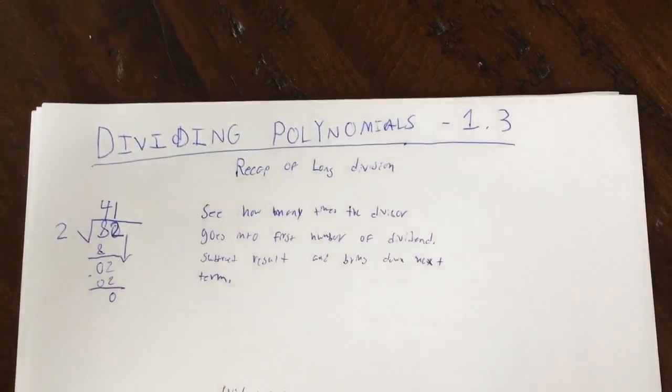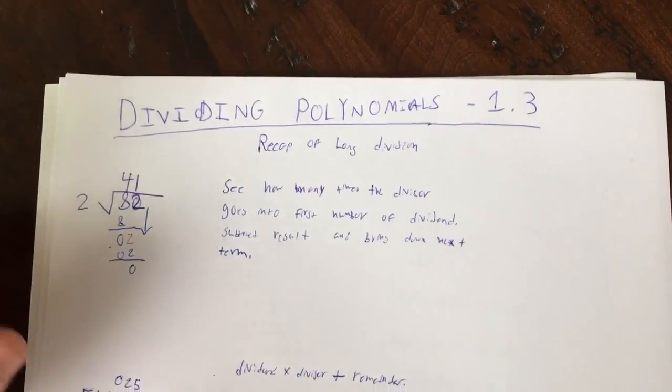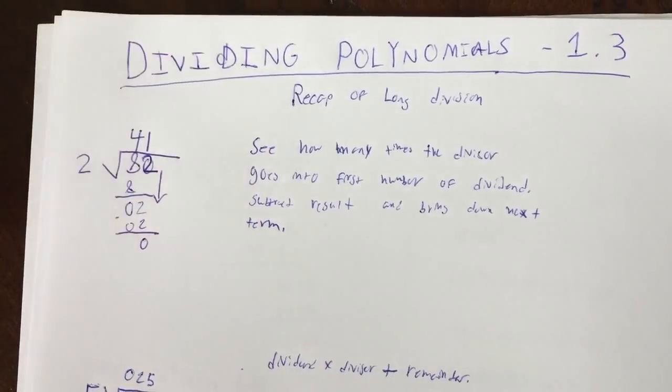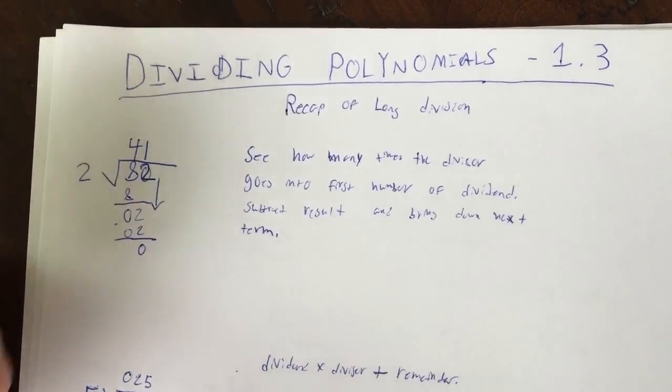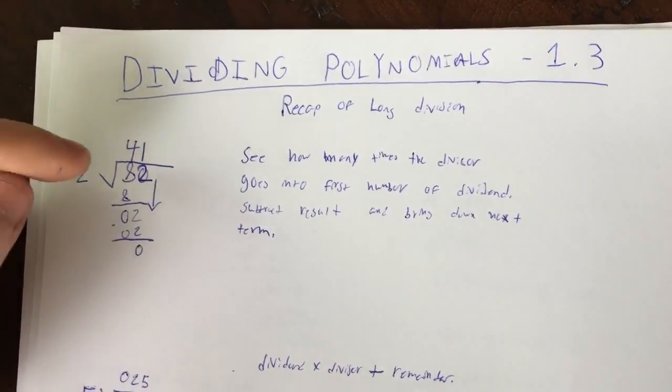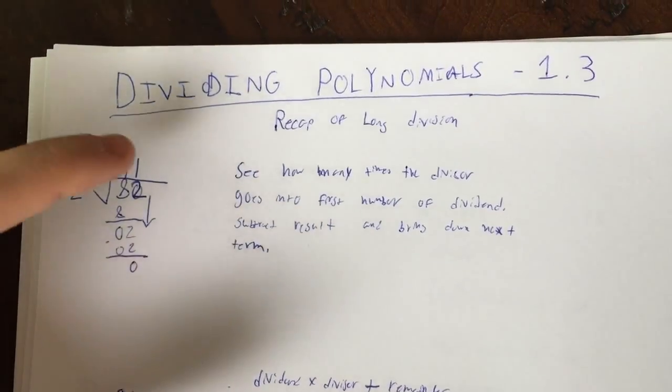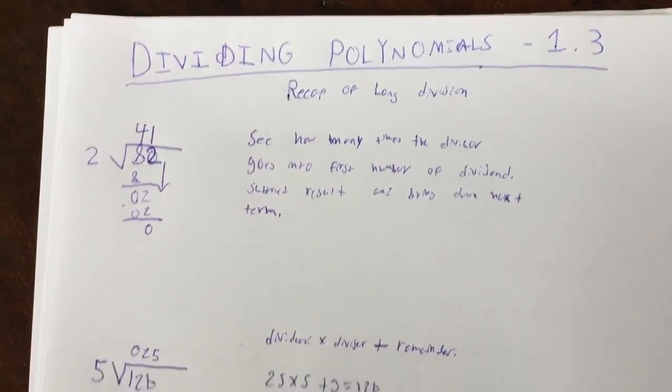This is my example right here, 82 divided by 2, which is equal to 41. And so the way you do that is you see how many times 2 goes into 8, which is 4 times. Subtract 8 by 8, which is 0, and bring down the 2. 2 goes into 2 one time, and there's no remainder.